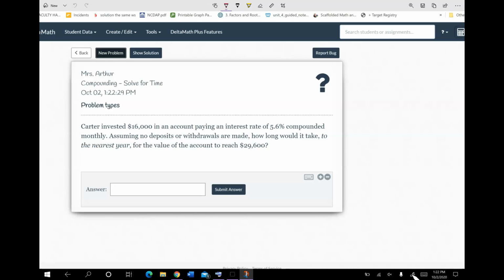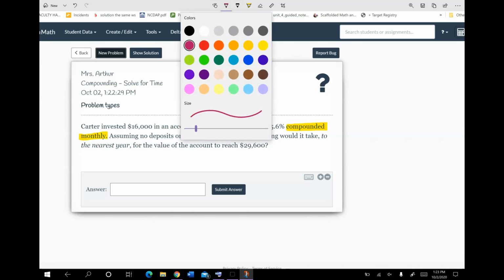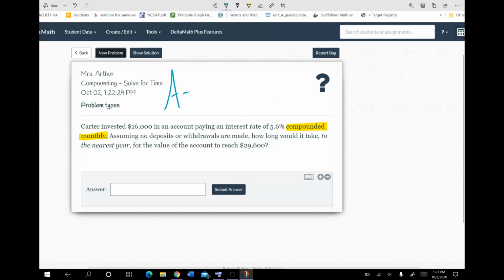All right, so here, let's highlight so we can find our equation we're going to use. Carter invested $16,000 into an account paying an interest rate of 5.6% compounded monthly. So since it doesn't say continuously, that means I'm not going to use that formula. Instead, I'm going to use A equals P times 1 plus R over N to the NT. Okay, so let's label. Invested means that's your P. Rate, we're going to move that decimal 2 places to the left.